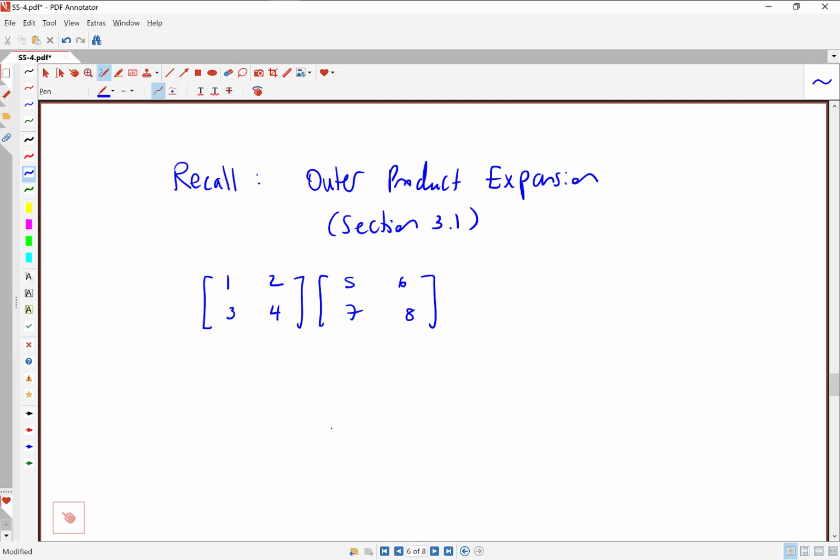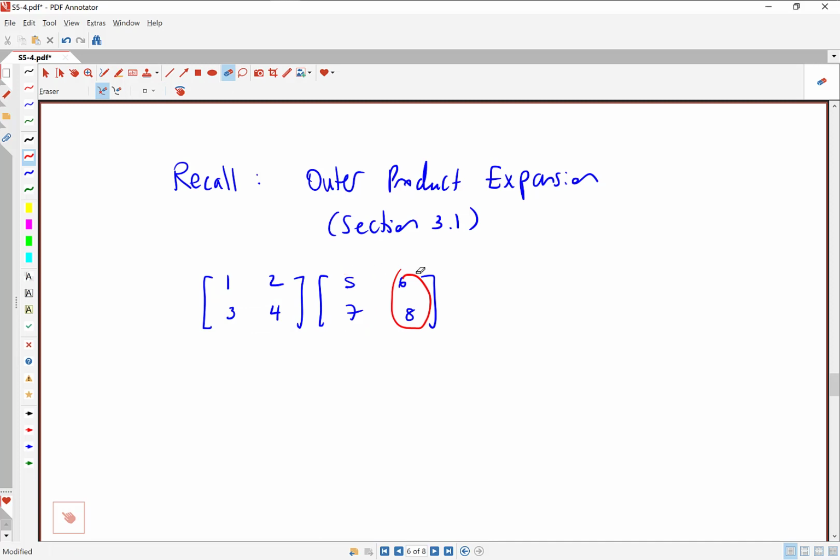So before we can get on to our second big idea of this video, we're going to recall something called the outer product expansion, which we saw in section 3.1. It was just a very specific way of multiplying matrices that we're going to use in the second part of this video. So let's think about normal matrix multiplication. Normally we're programmed to think about circling the rows of the first matrix and the columns of the second matrix and doing our dot product. So that's the normal way of doing things.